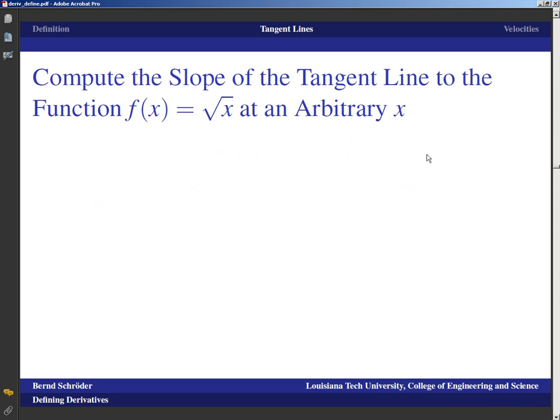We are interested in the slope of the tangent line to the function f(x) = root x at an arbitrary x this time around. In the previous presentation we looked at x equals 1 or something like that. No, we didn't look at this one at all. So we're going to look at an arbitrary x here. Well, f'(x), you just have to plug it in, right? You take the limit as h goes to 0, function at x plus h, square root of x plus h, minus function at x, square root of x, divided by h.